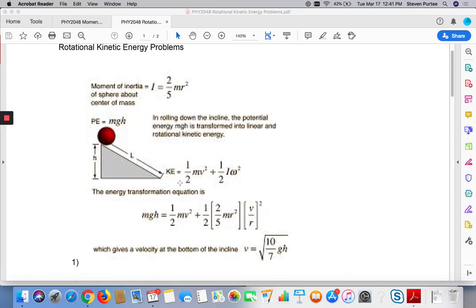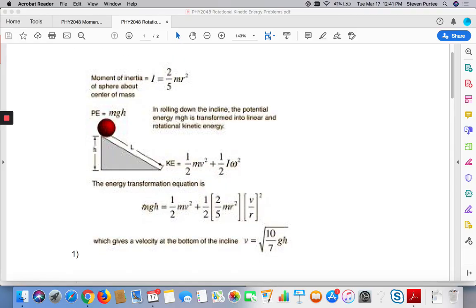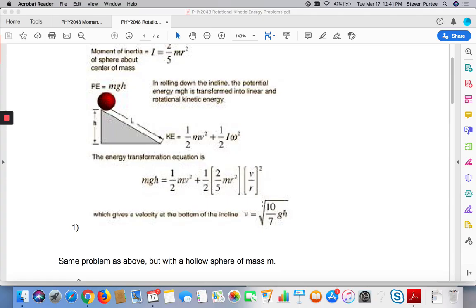So it's the same idea. We're just using conservation of energy, potential, plus kinetic, translational, plus kinetic, rotational. Using all the same substitutions, we get this final value for the final velocity at the bottom of the hill. Notice L plays no role here. Everything depends on h. Mass plays no role.